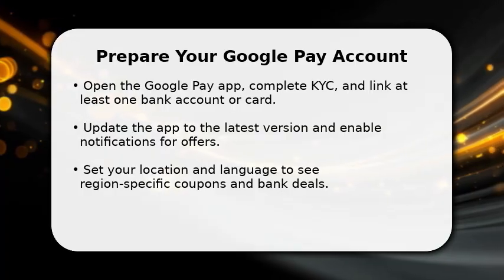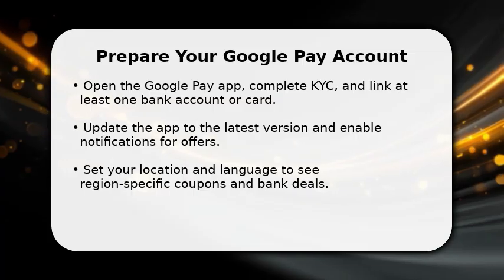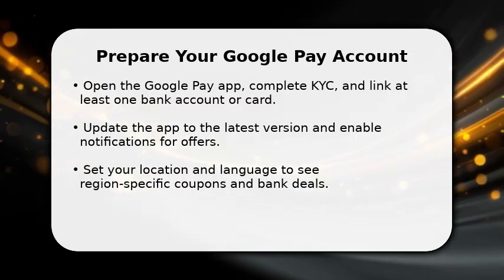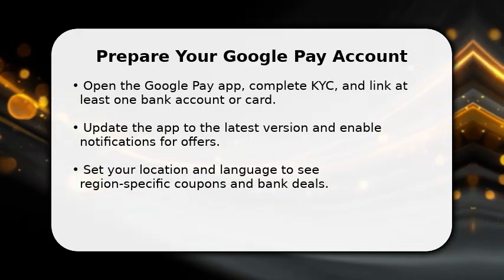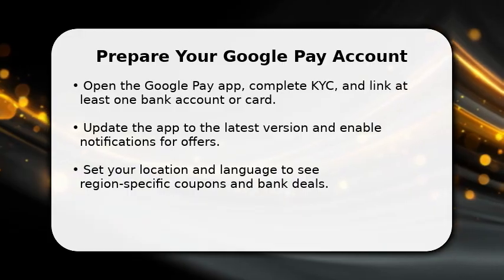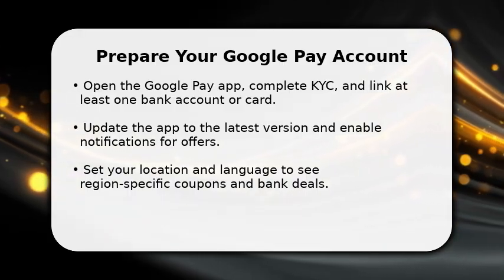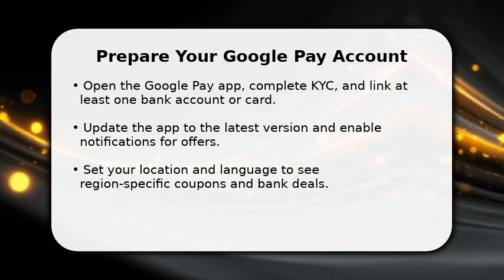Open the Google Pay app and sign in with your Google account today. Complete KYC by submitting ID and verifying phone number for full offer access. Link at least one bank account, debit card, or UPI ID to qualify for bank-specific coupons.